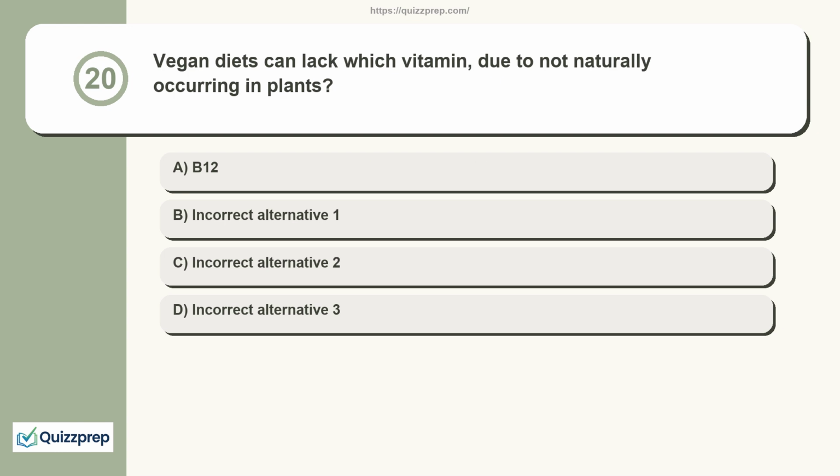Question 20. Vegan diets can lack which vitamin, due to not naturally occurring in plants? B12. Incorrect alternative 1. Incorrect alternative 2. Incorrect alternative 3.